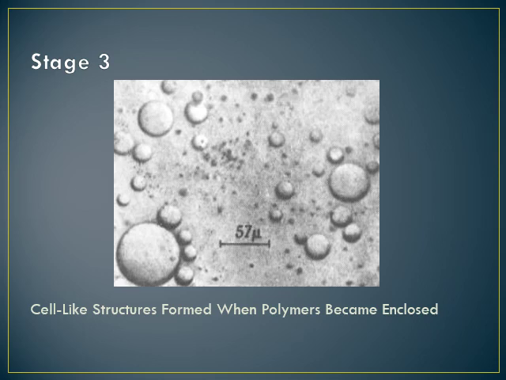And that leads us to stage 3. Cell-like structures are formed and the polymers become enclosed. We need to surround the polymers with a membrane. We have to completely encase them.